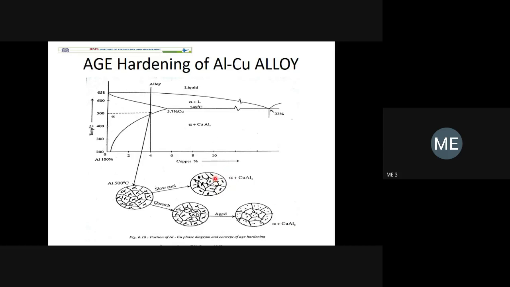Here the phase is different, or we can say that the Lakshman 1 phase is different from the Lakshman 2 phase. Let alpha plus CuAl2 be Lakshman 1, and alpha plus CuAl2 be Lakshman 2. So their phases are different. You can see here we have a totally different phase. The grains are totally different, and here the grains are totally different.